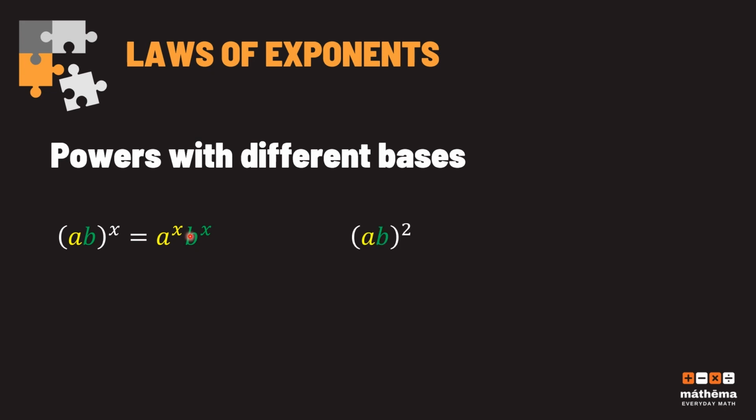For example, we have ab raised to 2. Again, distribute the exponents. This will give us a squared b squared. Another example, we have 3 times 4 raised to 2. Again, distribute the exponents. We will have 3 squared times 4 squared. Simplify, 3 squared is 9, 4 squared is 16. So we have 9 times 16, which is equal to 144.